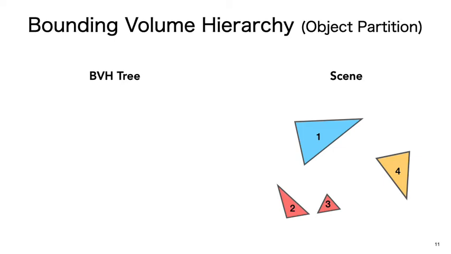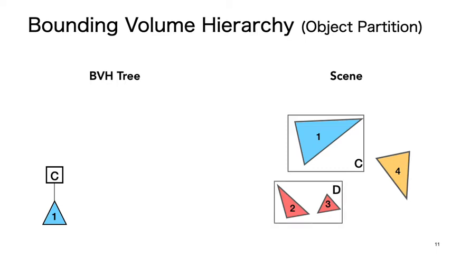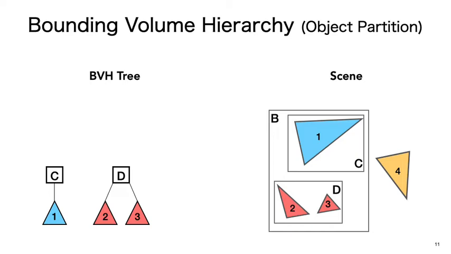So what's on the right is a scene with, let's say, 4 triangles. And for each object or each triangle in the scene, we figure out its bounding box. So let's say triangle 1 here has the bounding box C. And let's say we also decide to group triangle 2 and 3 to bounding box D. So this D would have 2 children, triangle 2 and 3. And C and D is bounded by this box B. So we add that node B to the tree on the left, which has 2 children, C and D.